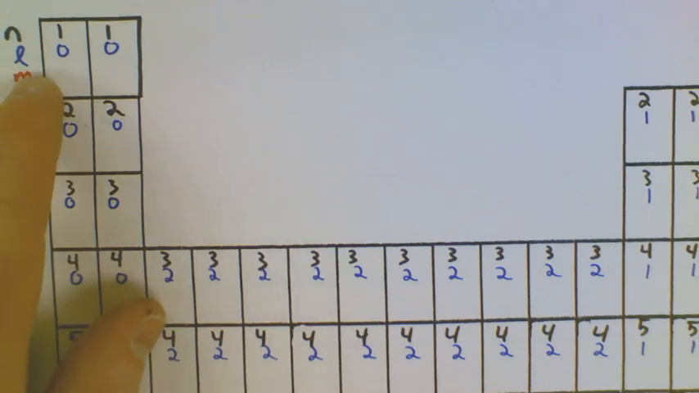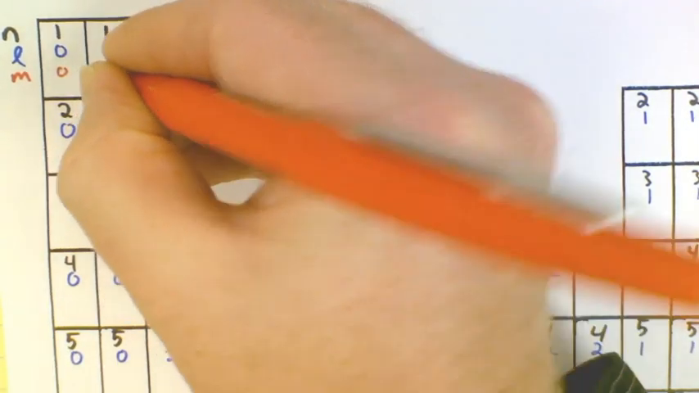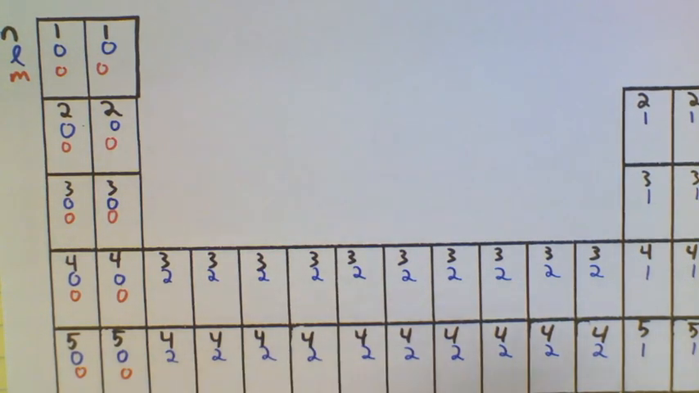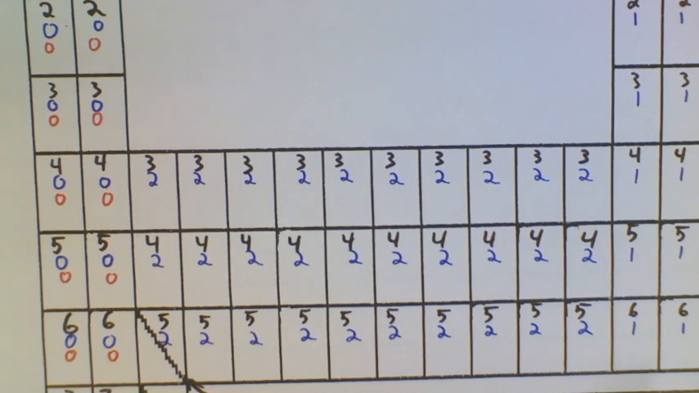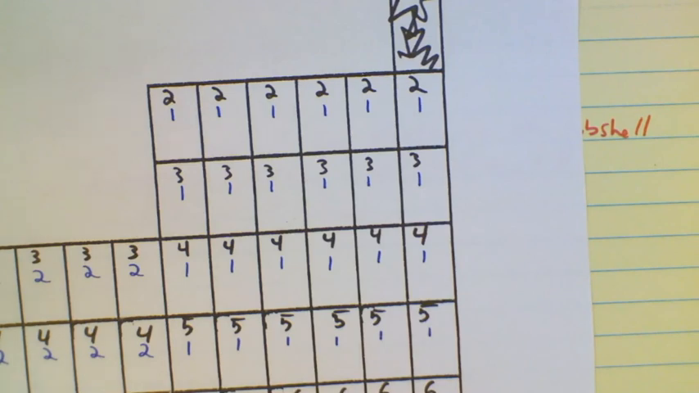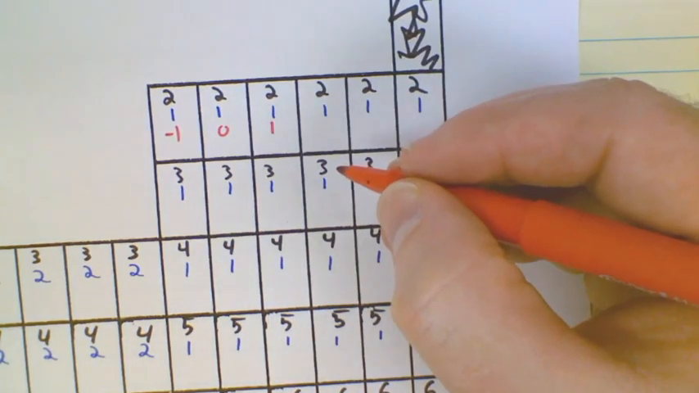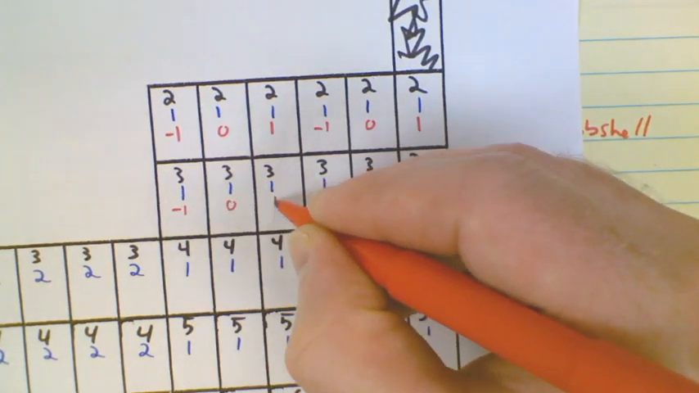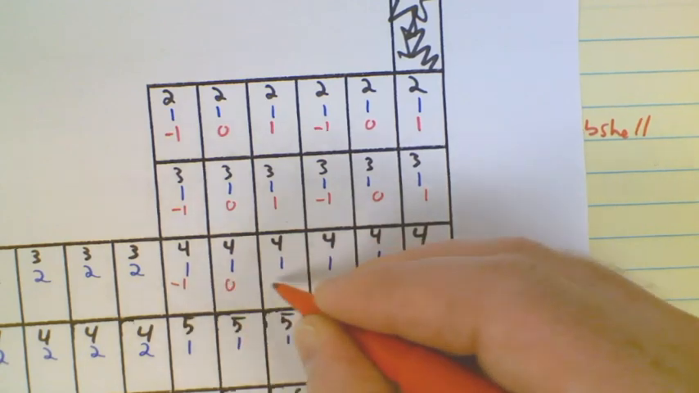All right, let's go back to the periodic table. So, again, the relationship is negative L to positive L. For L equals 0, there really isn't a negative 0 and positive 0, so it's just 0. Then we jump over to where we've got L equals 1, and we're going to go negative 1 to 1. So we'll go negative 1, 0, 1, and then negative 1, 0, 1. It repeats itself. And it does that all the way through where L equals 1.